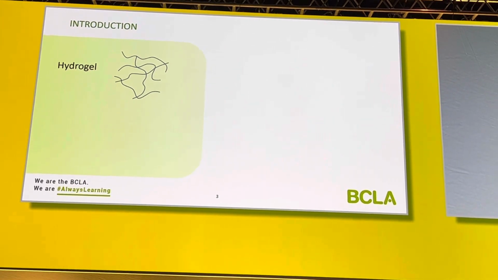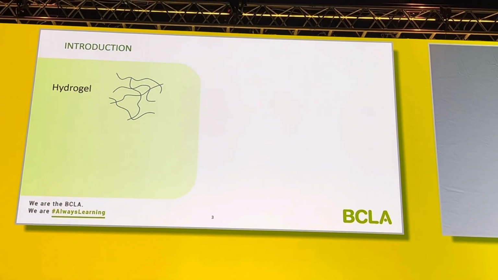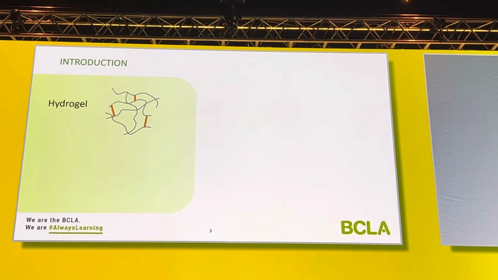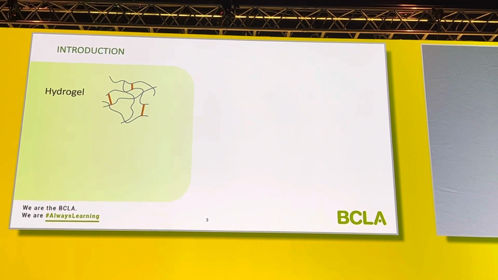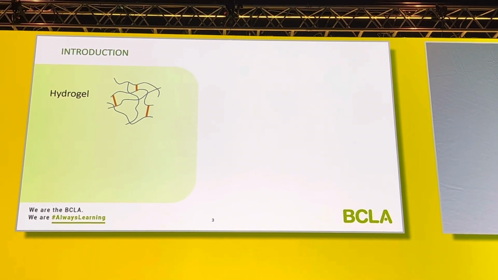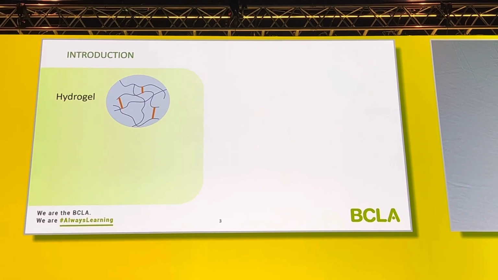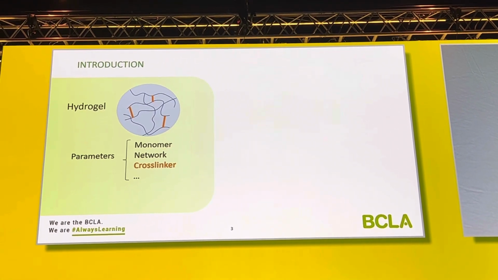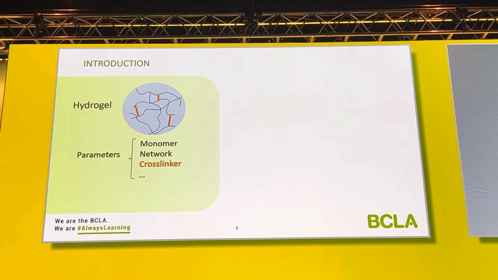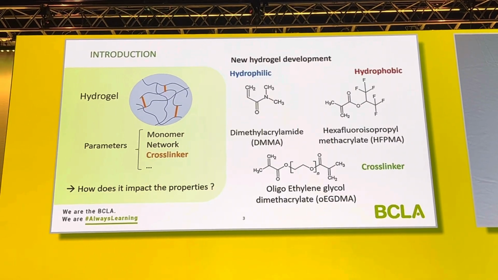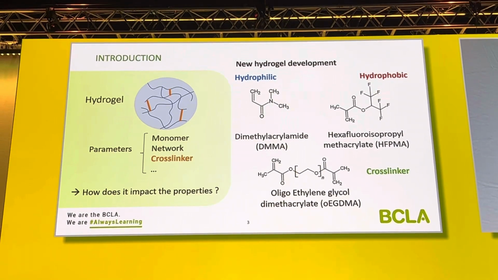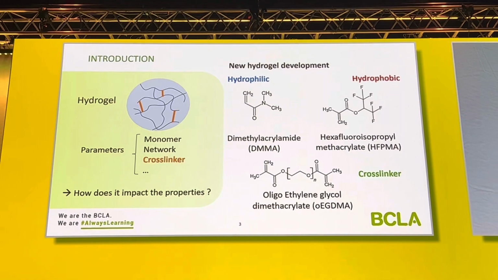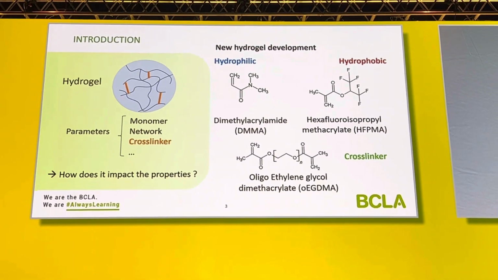Currently on the market, most of the contact lenses are hydrogels. As a reminder, hydrogels are composed of long chains of polymers linked between them by bridges called crosslinkers, and they also possess a lot of water. So it is possible to modify their properties by playing on several parameters, such as the monomer's choice or the network type. But in our case, we decided to focus on the crosslinkers effect. To do so, we have synthesized a hydrogel, and we used the oligoethylene glycol dimethacrylate as the crosslinker.